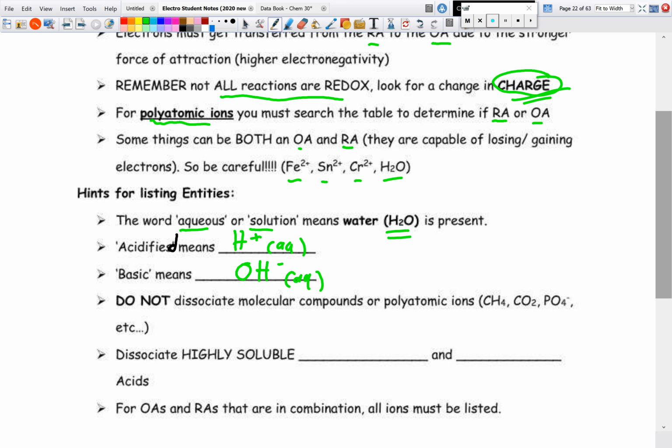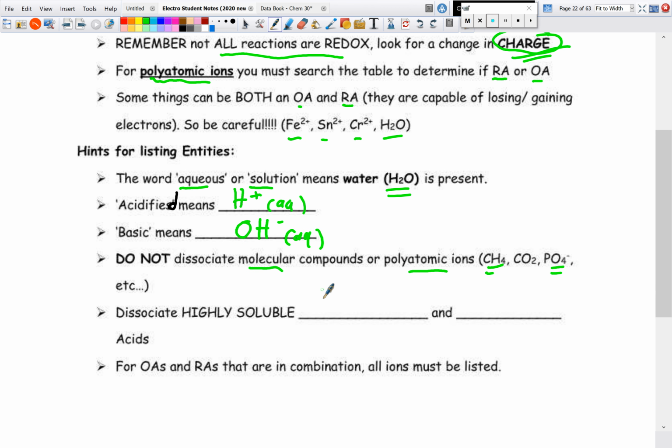Now also, if you're given molecular compounds or polyatomic ions, remember, don't dissociate them. So if you have something like methane, if you put it in solution, it's going to stay as methane. If you have the phosphate ion, it's going to stay as the phosphate ion, and so on. The only time we dissociate something is highly soluble ionic compounds. And of course, our strong acids.